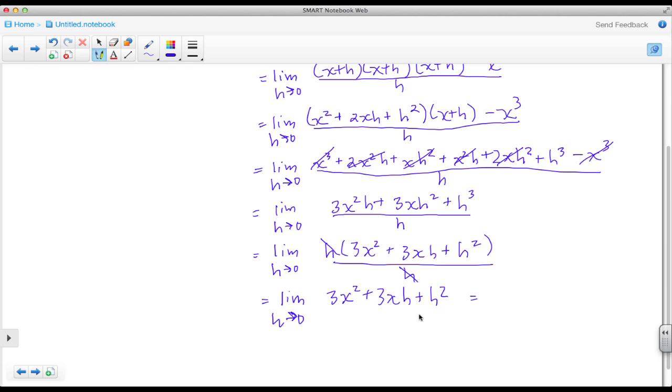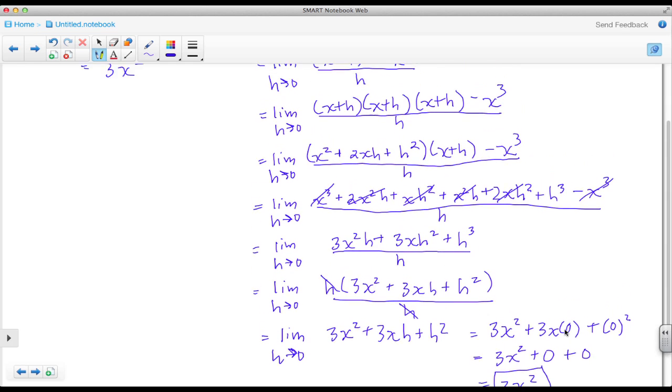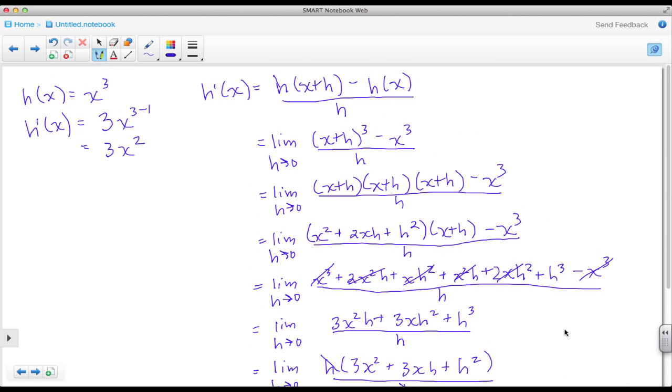And now at this point I can substitute in the value of 0 for these h's. So I have 3x squared plus 3x times 0 plus 0 squared. So that gives me 3x squared plus 0 plus 0, which leaves me with just 3x squared. And as I scroll back up, you see that the shortcut method also gave me the 3x squared.